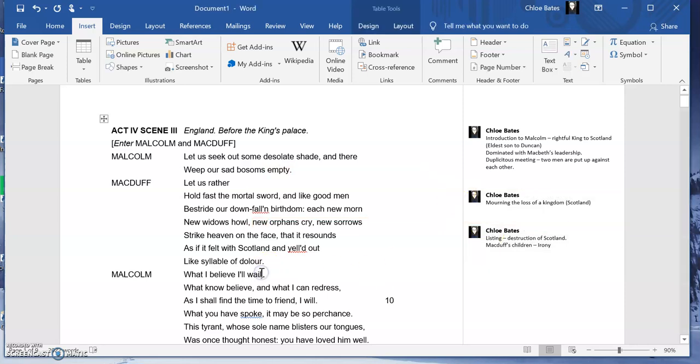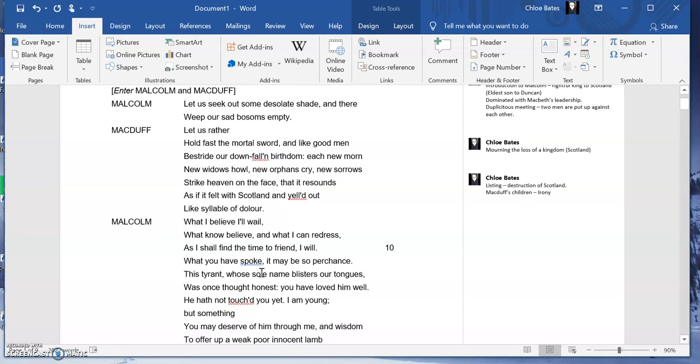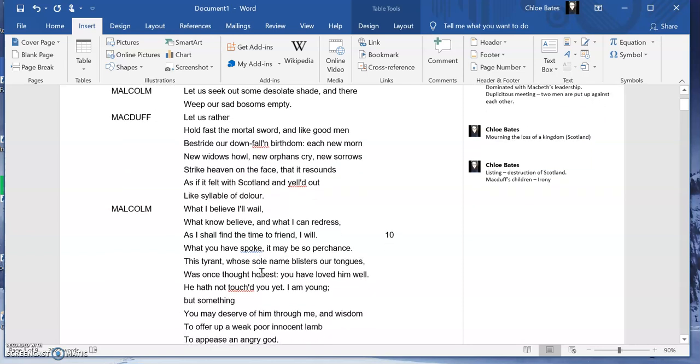Okay. Macduff: What I believe I'll wail, what know believe, and what I can redress, as I shall find the time to friend, I will. Malcolm: What you have spoke, it may be so perchance. This tyrant, whose sole name blisters our tongues, was once thought honest.